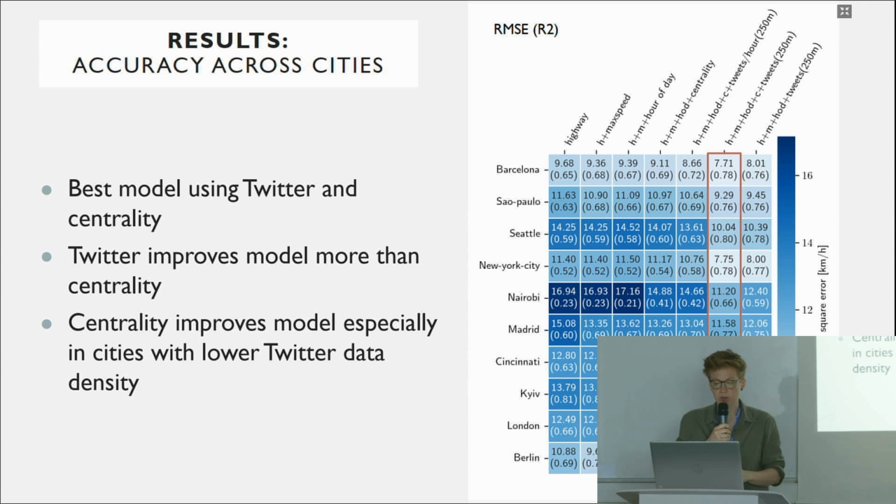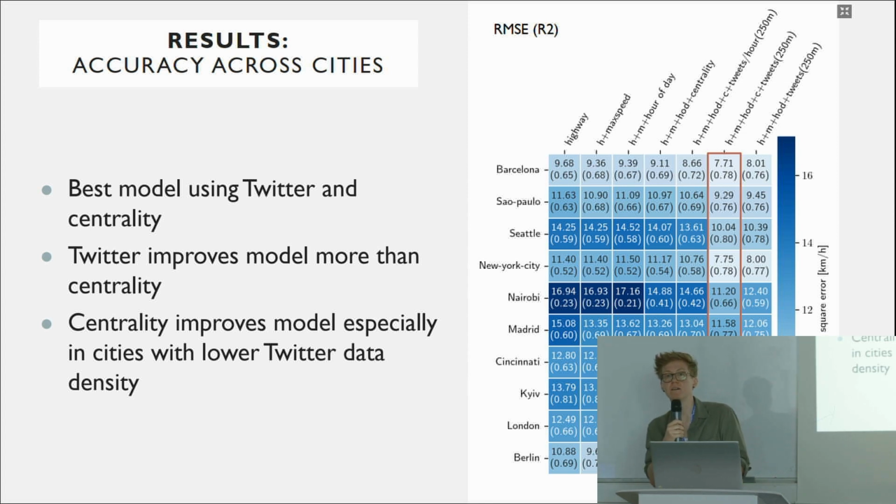However, in cities where you do not have such a high Twitter density, the centrality indicator actually leads to a bigger improvement. For example, when you compare London and Berlin, in London you only get an improvement of 0.04 if you add centrality in addition to the tweets, while in Berlin you get an improvement of more than 1.0 when adding centrality.